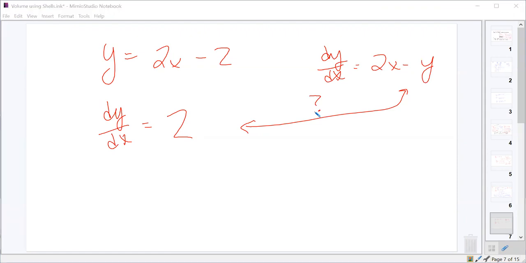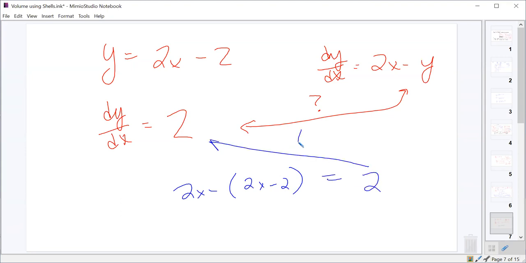That's okay. It's okay if that seems weird. 2x minus y is the same as 2x minus 2, because y is 2x minus 2. And what's 2x minus 2x minus 2? 2. Instead of a question mark, we'll put an exclamation point. Hooray! It's true. It worked. Isn't that fun? Math is cool. Math is fun. Math is exciting.